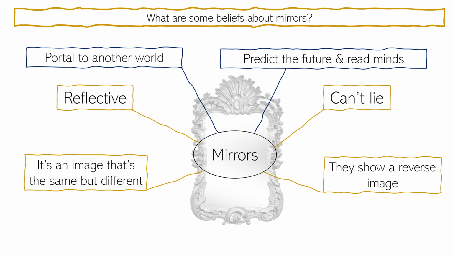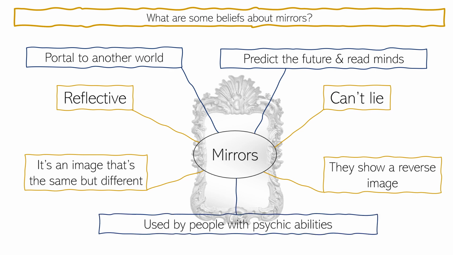Okay, one last thing about beliefs about mirrors. People with psychic abilities, there's our last key vocabulary, use mirrors. So if you went to a psychic, they would most probably have a mirror on their table or in their little toolkit. Okay, so pause the video, Year 7, to jot down any ideas that you've not got on your brainstorm. Well done.